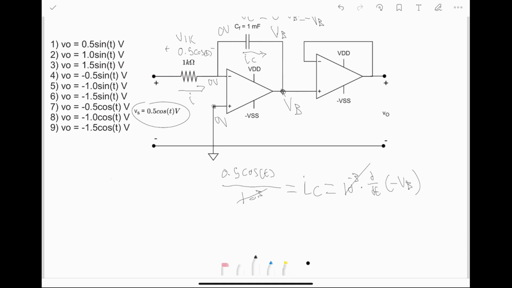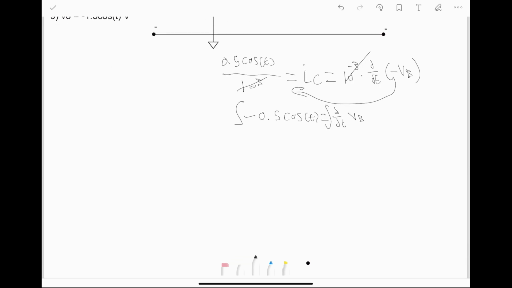These 10 to the thirds cancel, and then I'm going to move this negative sign over to the other side, and we're going to say that negative 0.5 cosine of t is equal to the derivative of Vb. Now we just integrate, and we see that negative 0.5 sine of t is equal to Vb.